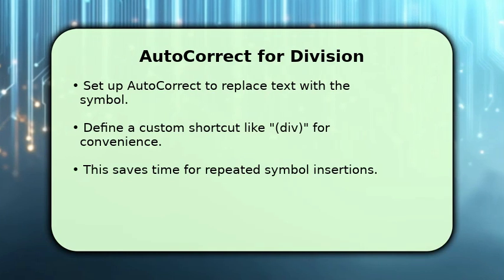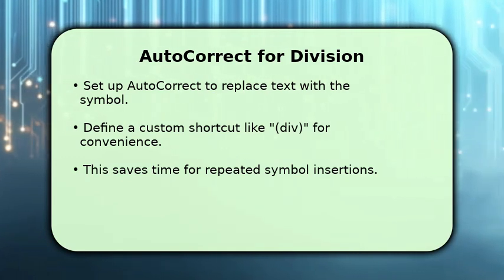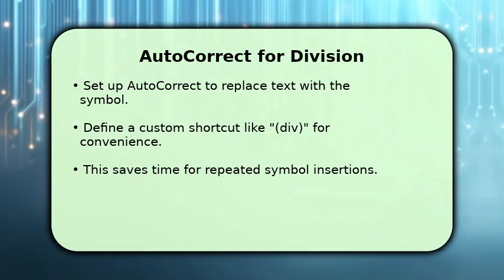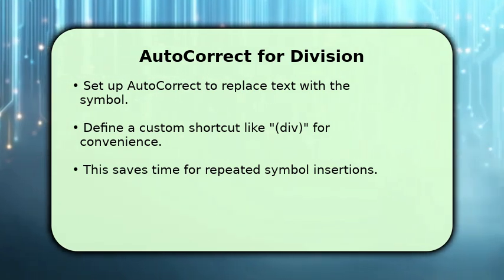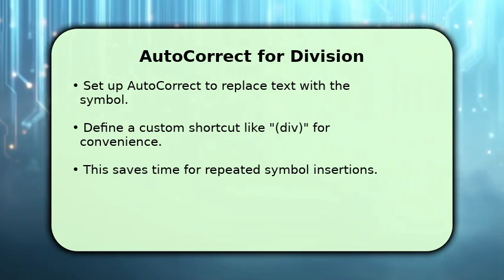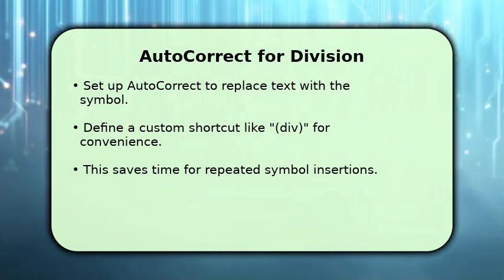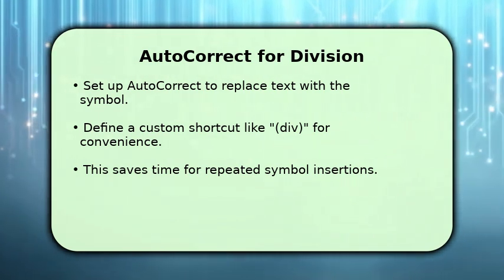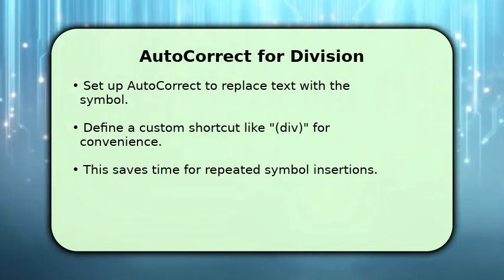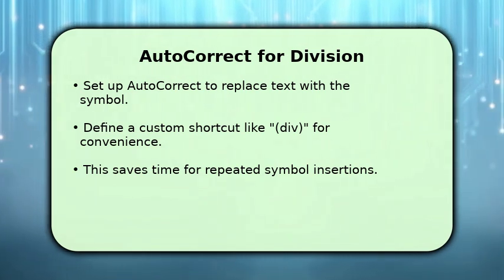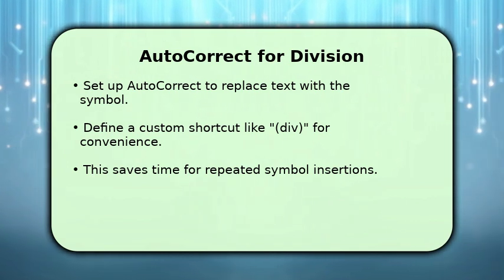For those who frequently use the division symbol, setting up an auto-correct entry can be a huge time saver. Go to File, then Options, and select Proofing. Click on Auto-Correct Options. Here, you can specify a short text string, like a parenthesis, div parenthesis, to be automatically replaced with the actual division symbol. This way, whenever you type your chosen shortcut, Word will instantly convert it, streamlining your workflow significantly.